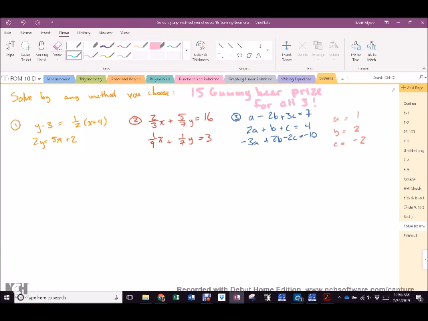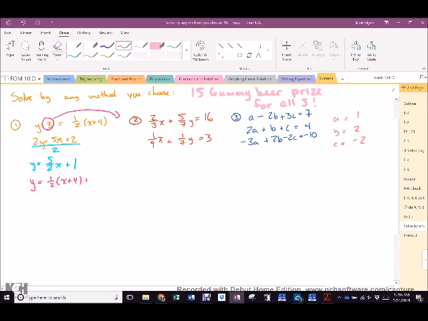All right. So, this first one, obviously, the smart thing to do is divide that by 2. I think. Because then you get y equals 5 over 2x plus 1. And then, what would be the next smart thing to do? I would move that 3 over there and get y equals 1/2 x plus 4 plus 3.